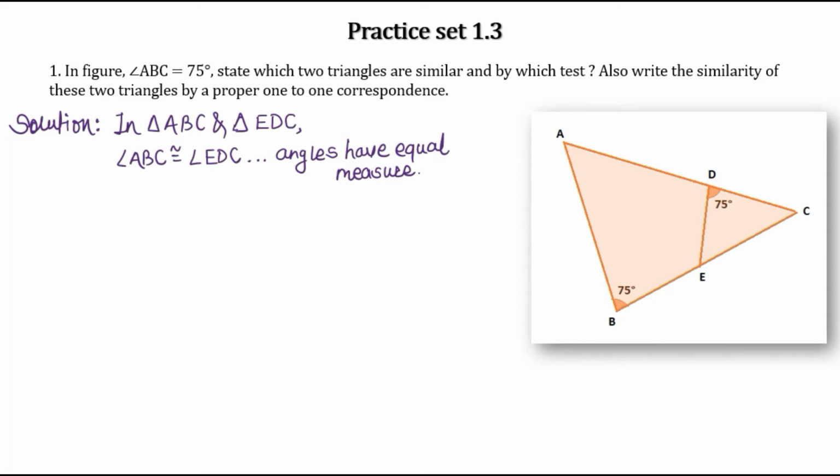Okay, the next pair is angle ACB, which is congruent to angle ECD. Again, why am I writing this pair ACB and ECD? Because C is a common angle in this case. So I can write here as a comment: common angle.